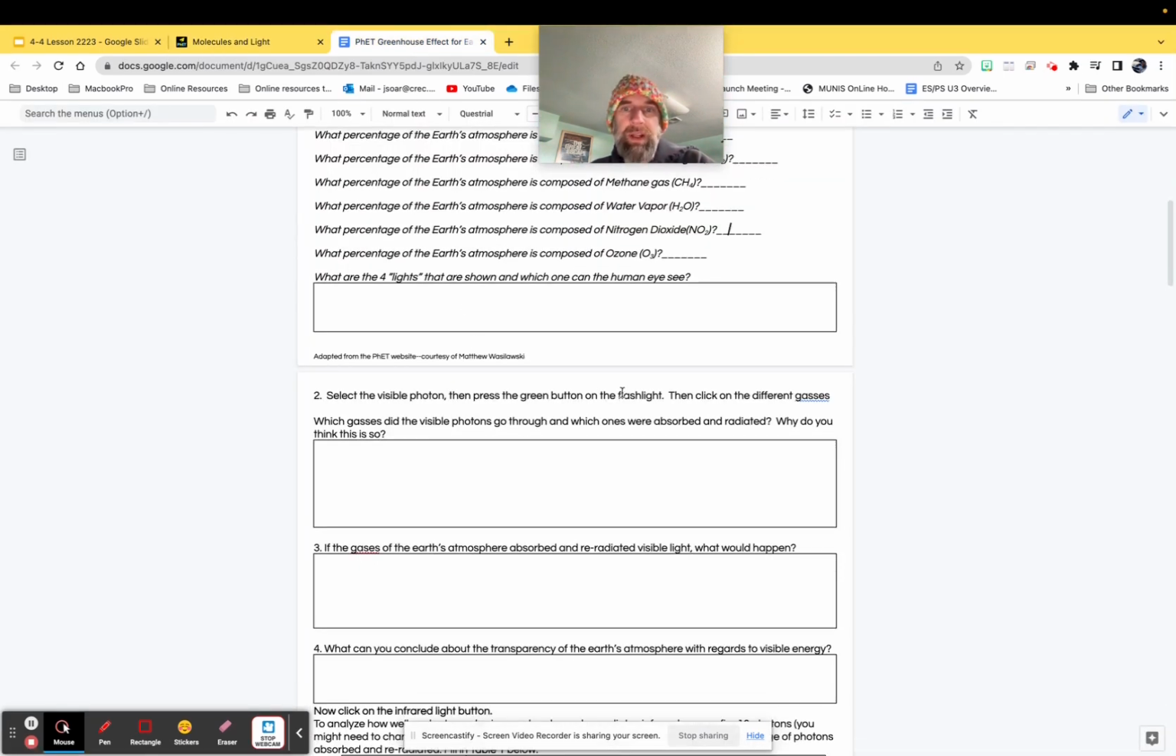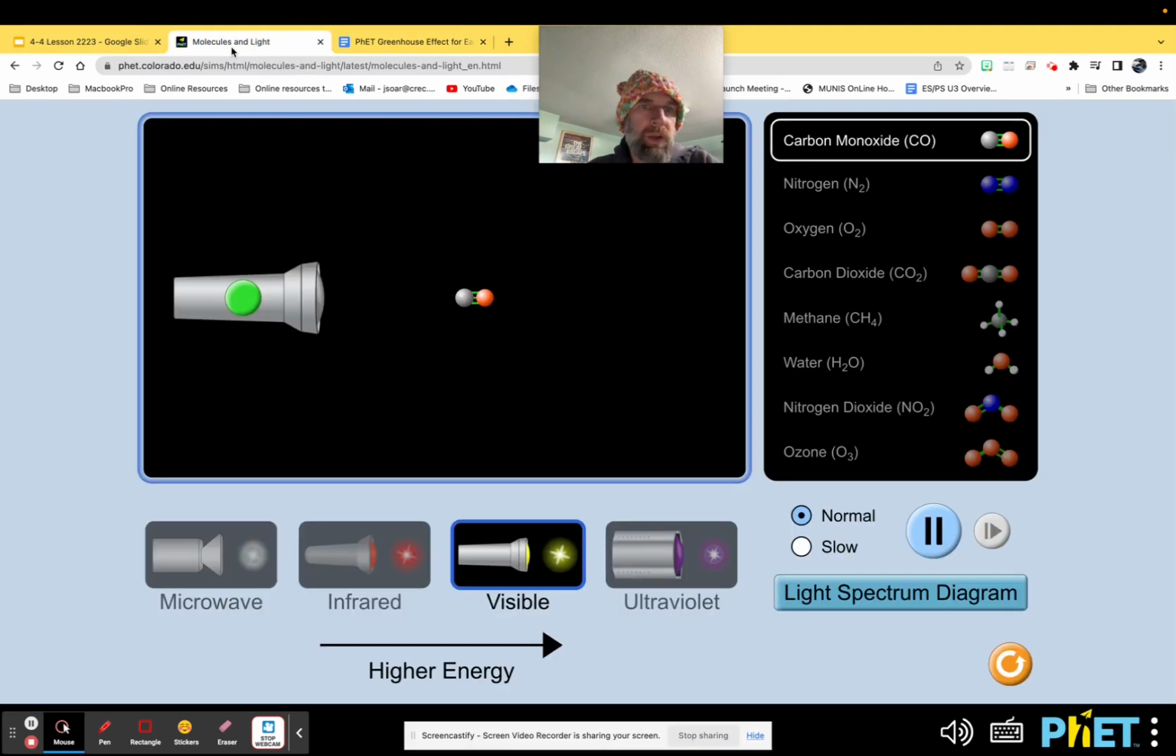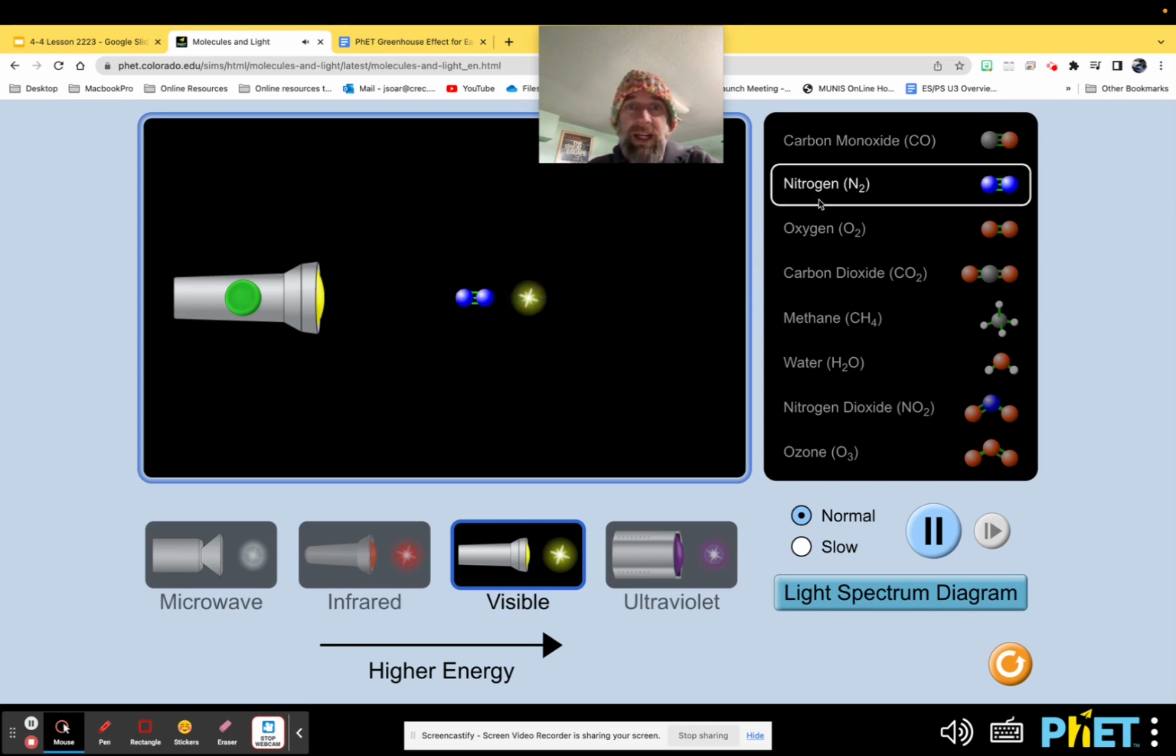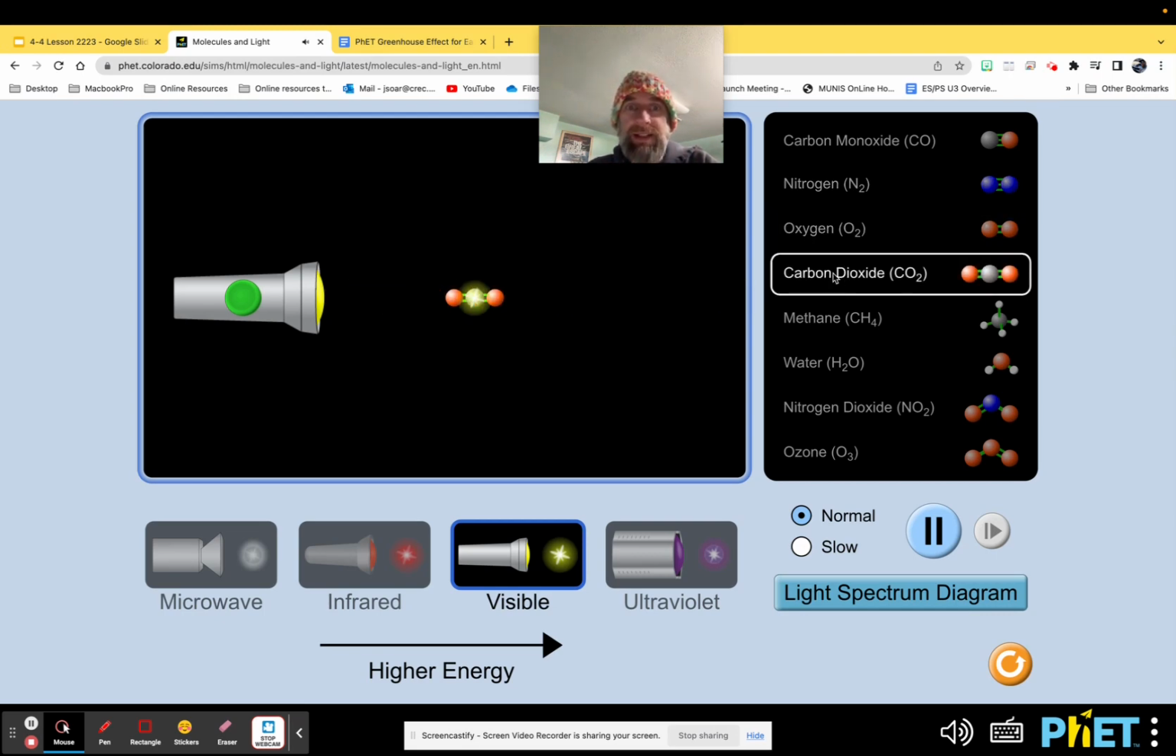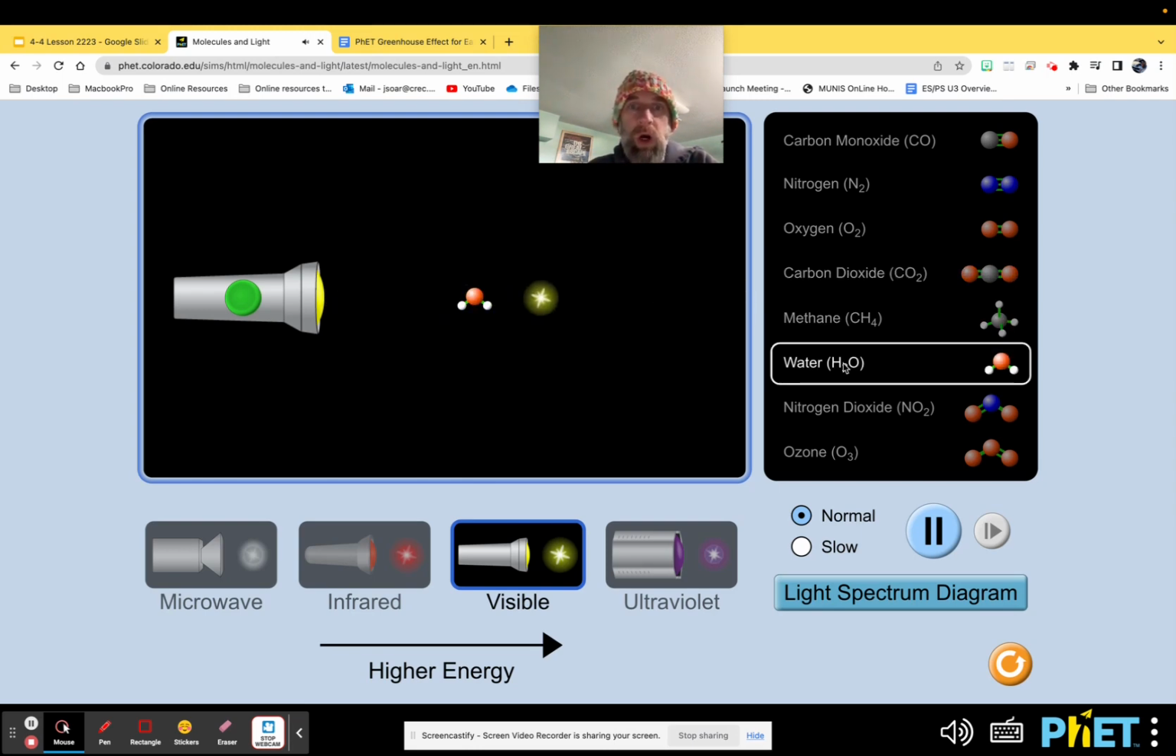Then press the green button on the flashlight. Then click on the different gases. Which gases did the visible photons go through and which ones were absorbed and radiated? Why do you think this is so? So we're going to hit the green flashlight. Oh yeah, it's just nuking them. It's going right through carbon monoxide, nitrogen, oxygen, carbon dioxide, methane, water vapor.